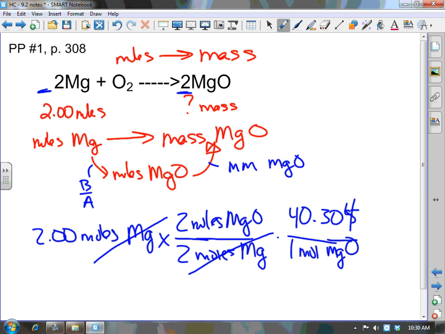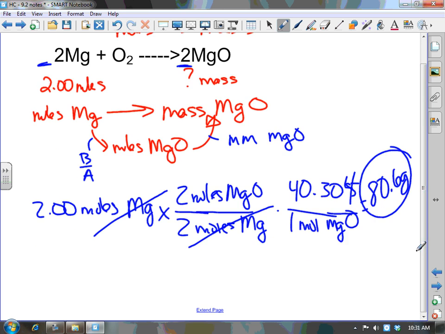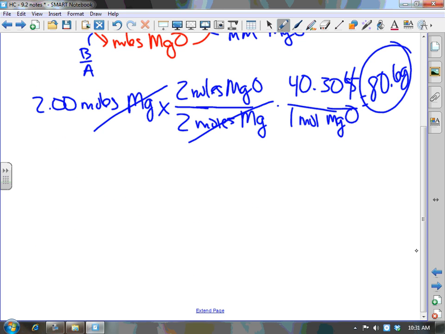So when we multiply this out, we're going to get 80. Now we got to watch significant figures here. We got 80.6 grams of magnesium oxide will be produced from that original 2 moles of magnesium. All right, part number 2. I want you to do practice problem number 2 and be able to show me the work in class.